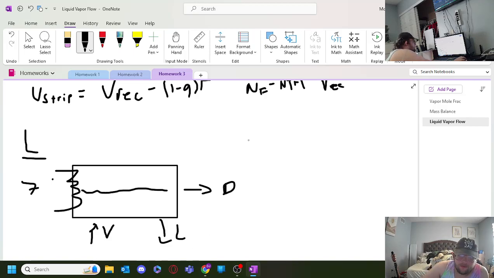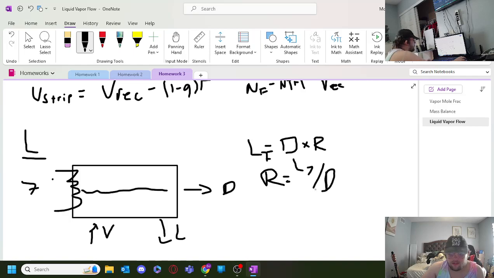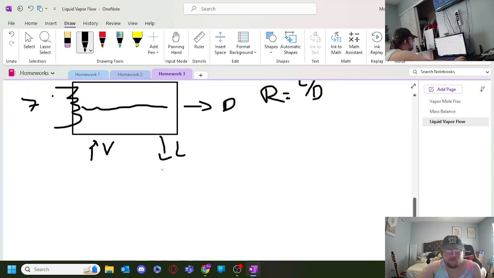So for this, what's going to happen is our liquid flow rate is equal to the distillate multiplied by the reflux ratio. Because remember, reflux here is just L over distillate. So that's our L7.